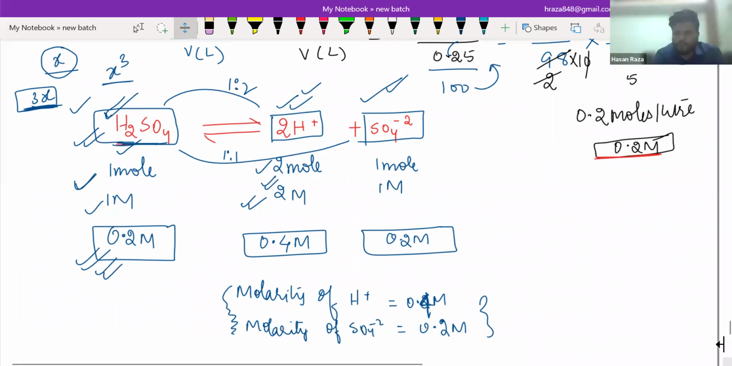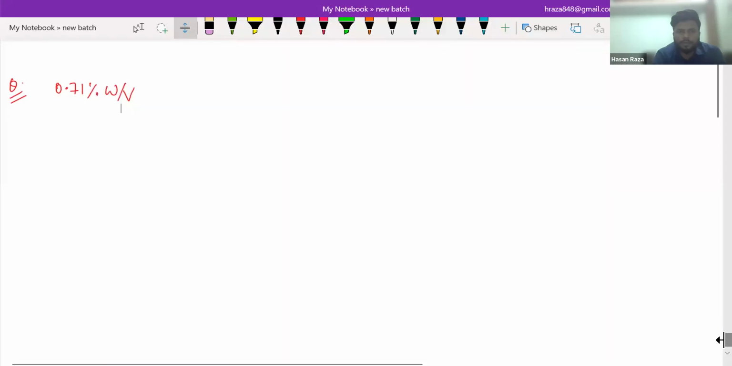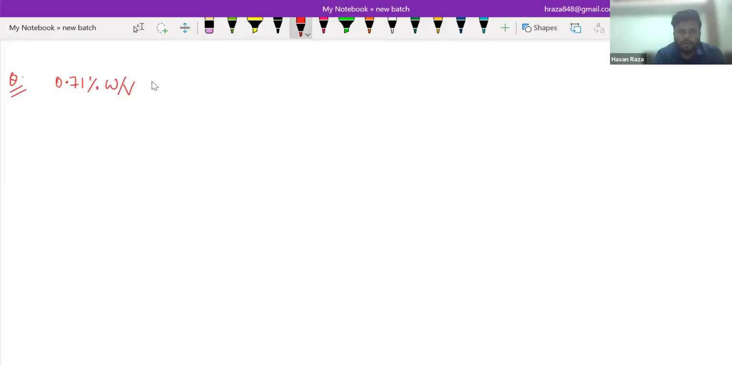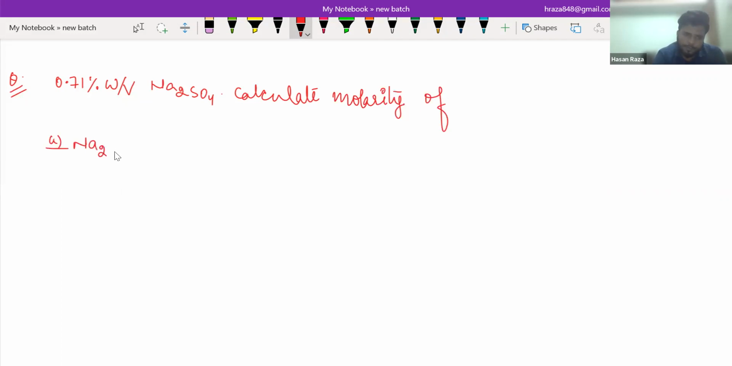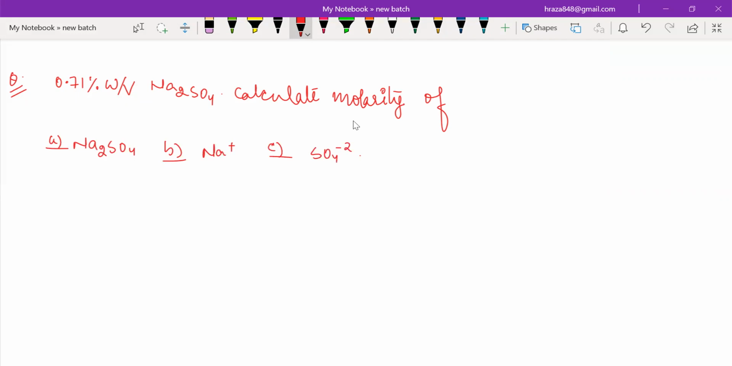Very good. I am going to give you another question on the same concept. 0.71% weight by volume Na2SO4, calculate. The first part A is very easy: molarity of Na2SO4. Parts B and C are basically dissociation. After dissociation, B is Na plus, and C is SO4 minus 2. Please do it. Okay, sir.